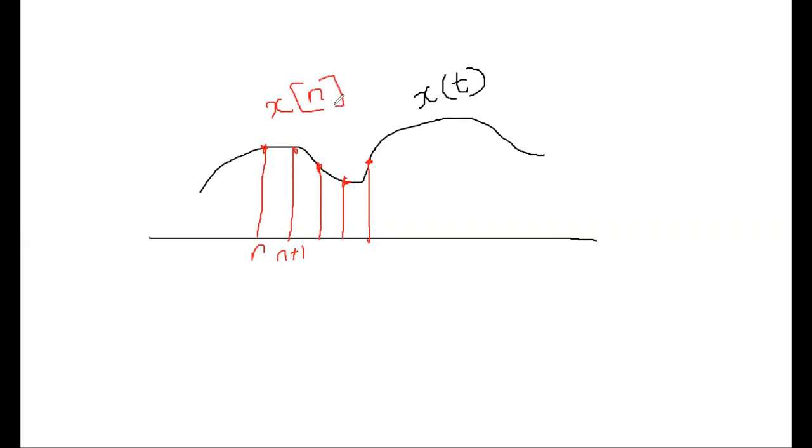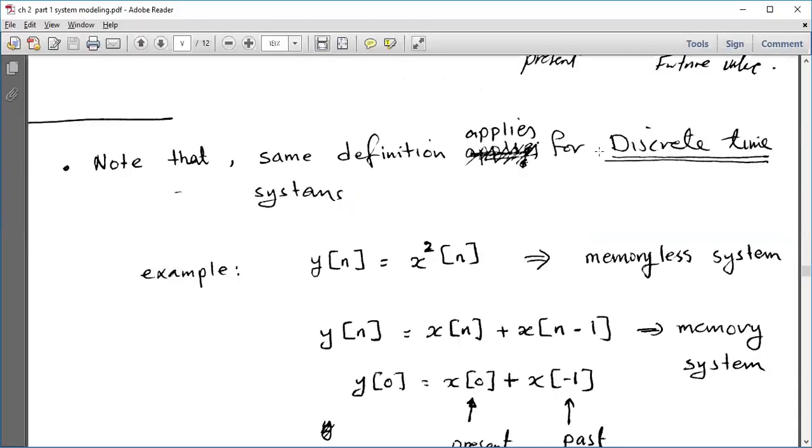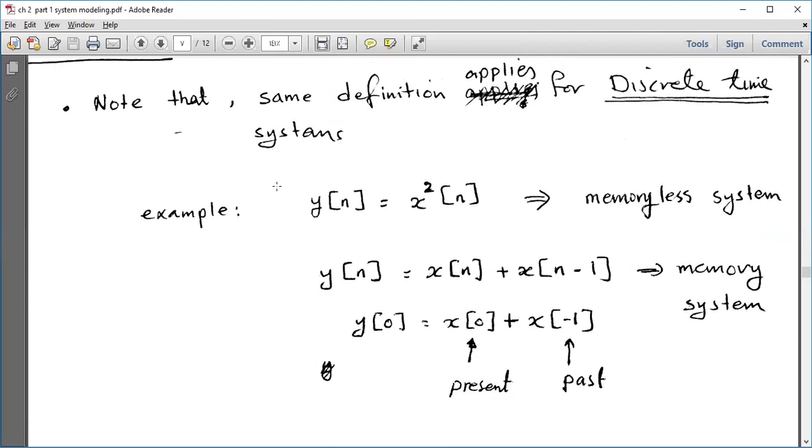With square brackets, to distinguish discrete from continuous: this is a continuous time signal, this is a discrete time signal. We take different notation. Everything we have studied so far is applicable for discrete time signals as well. The same definitions apply for discrete time systems.